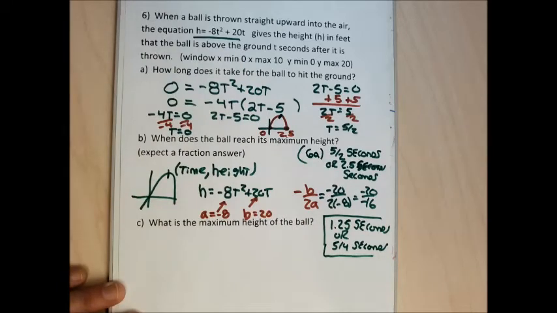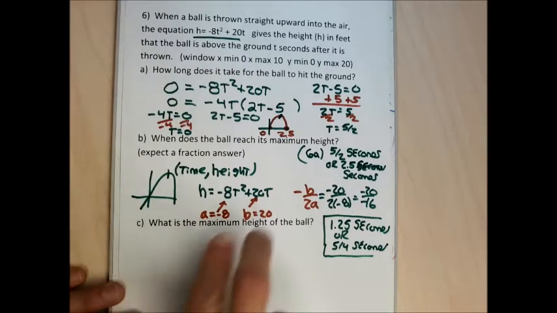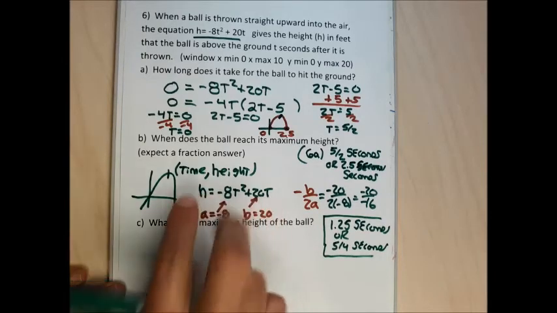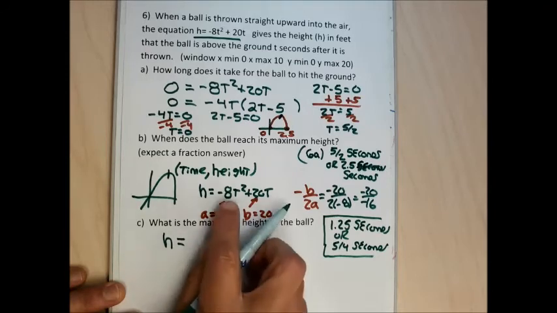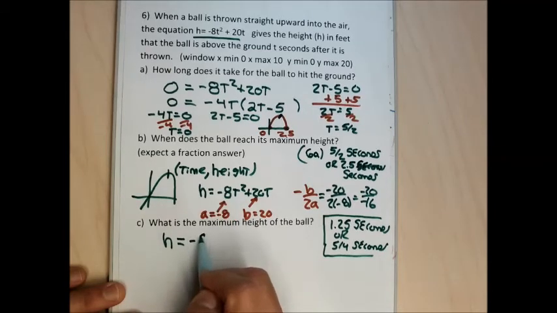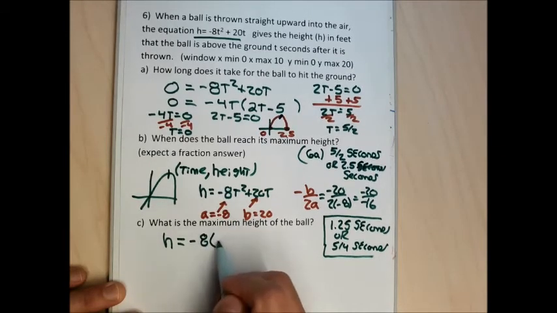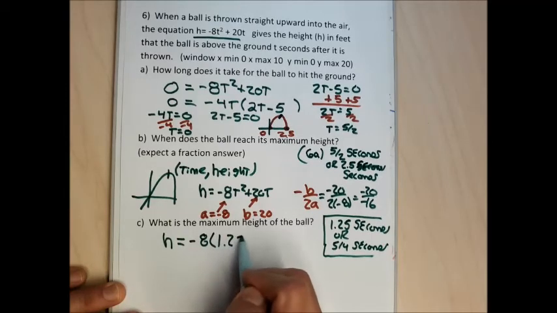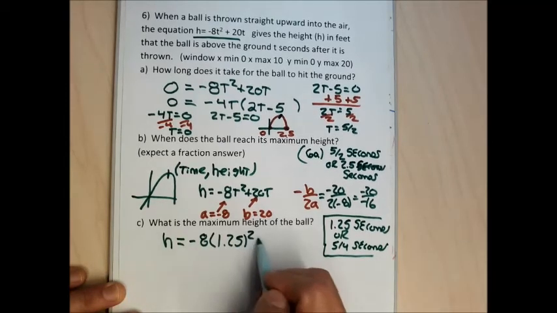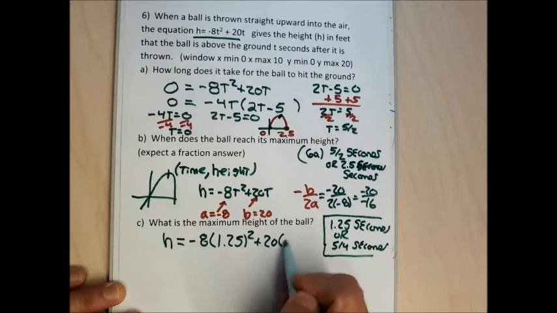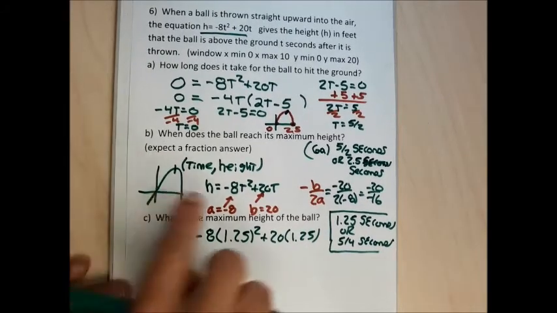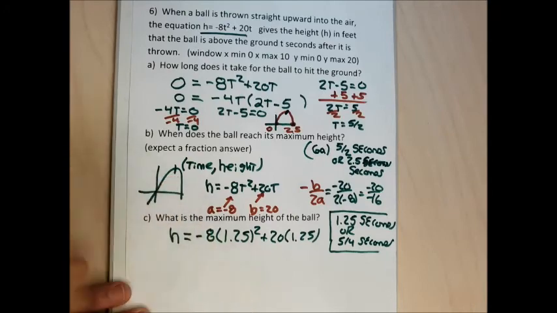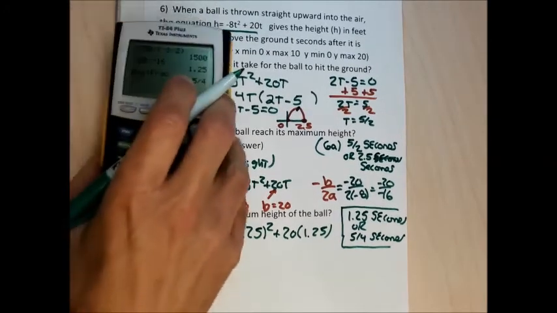Last thing I need to do is find the height. And you get heights when you know times by plugging in the time for t, and it'll give me the height. So the maximum height of the ball can be found by plugging in 1.25 for the time. So it's going to be negative 8 times 1.25 squared plus 20 times 1.25. That's the y-coordinate of the vertex, which is the maximum height of this ball.